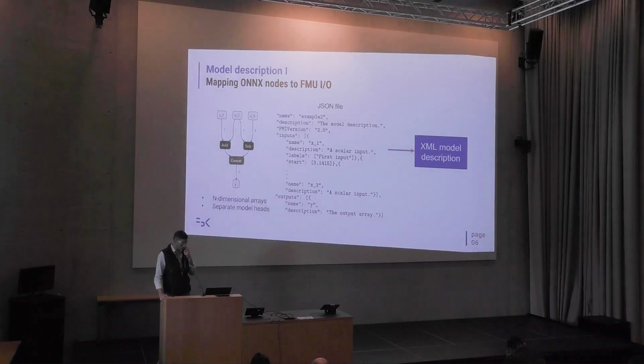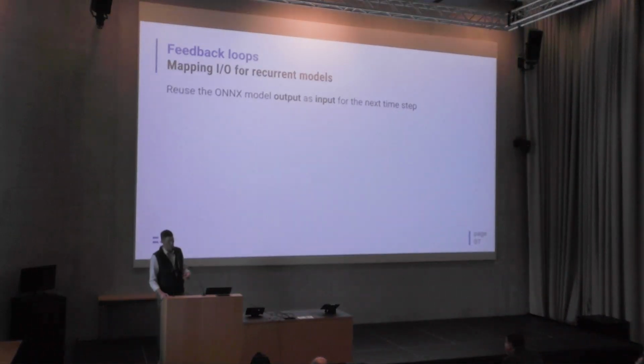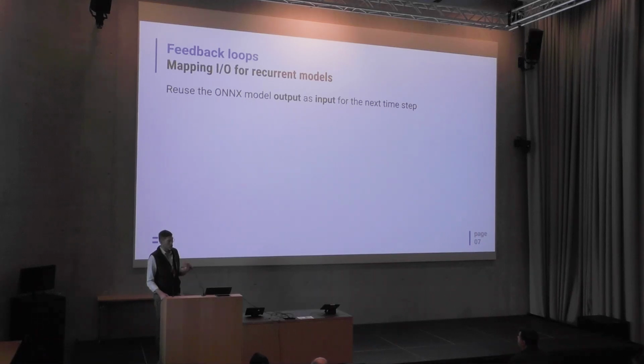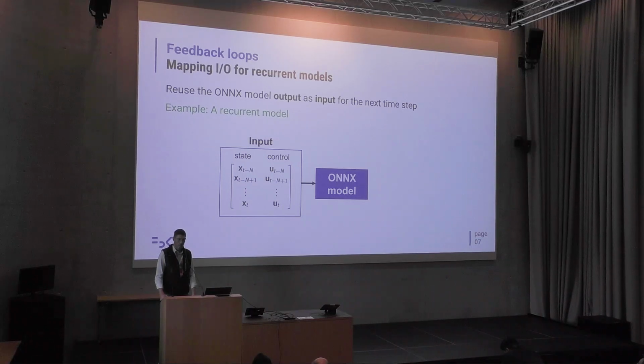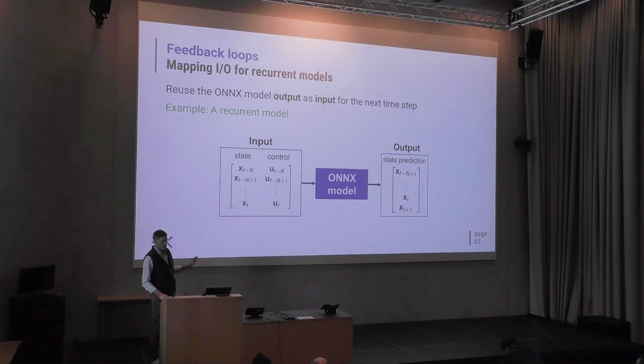The second thing we wanted was to have feedback loops, so the possibility to feed recurrent models using their outputs to feed the next time step. And here we bring the example of the recurrent neural network. Let's assume that we have an input array that collects a history of states and controls with which we want to feed the ONNX model, and this produces an output. So here we are simply talking about the machine learning model. We didn't talk about the FMU yet.